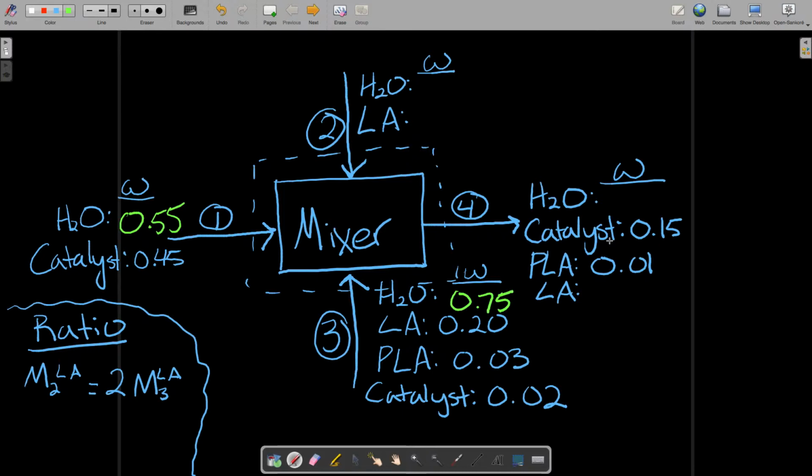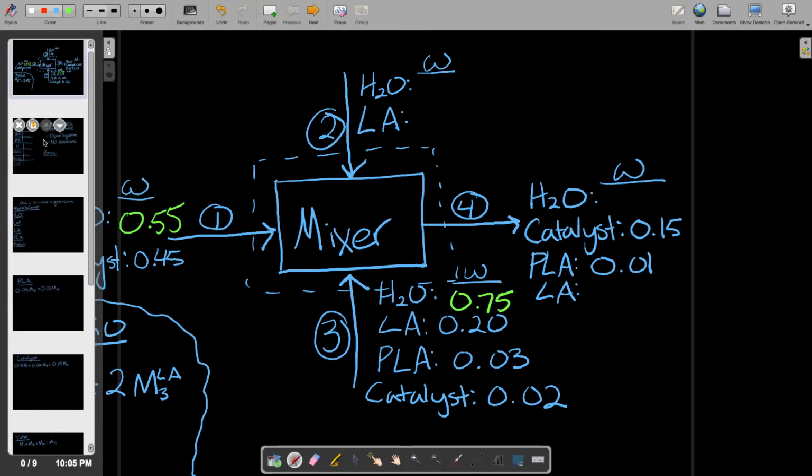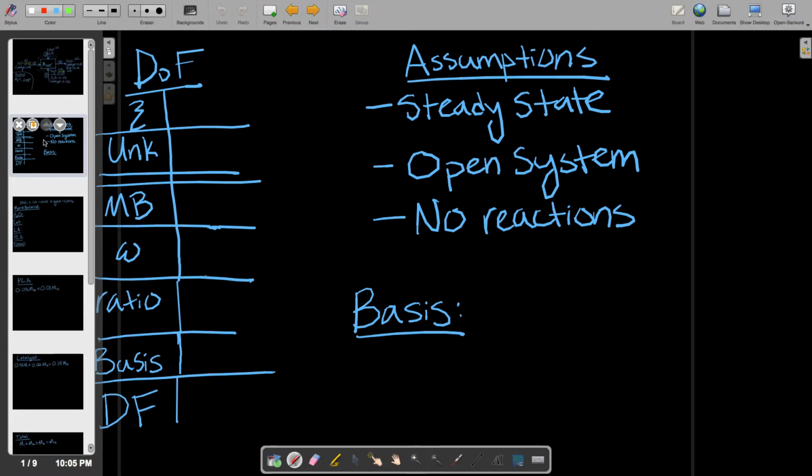Stream 4, the exiting stream, contains water, catalyst, PLA, and LA, and we're given the mass fractions for catalyst and PLA in that stream. We're also given a ratio in the problem that the flow rate of LA in stream 2 is equal to 2 times the flow rate of LA in stream 3. We also set up a boundary around the mixer, indicating that it is an open system, aka mass is entering the system and mass is leaving the system. Now Manon is going to go ahead and do a degree of freedom analysis and assumptions for this problem.